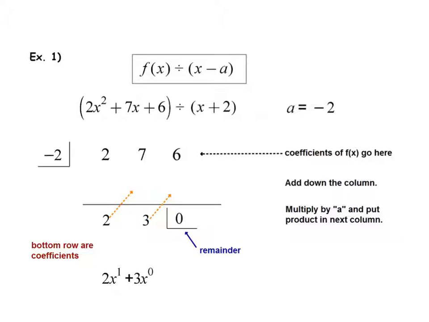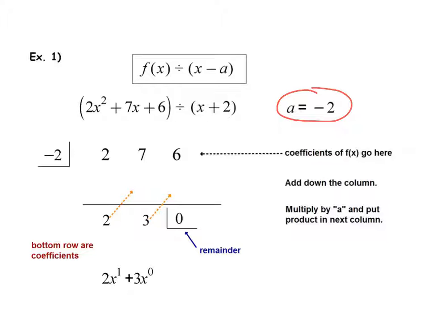So let's look at an example of how synthetic division works. I have my polynomial, 2x squared plus 7x plus 6. It's being divided by x plus 2. So the first step you want to do is figure out what your a is. In this case, our a is equal to negative 2. Because if I substitute in negative 2, x minus negative 2 gives me that x plus 2.